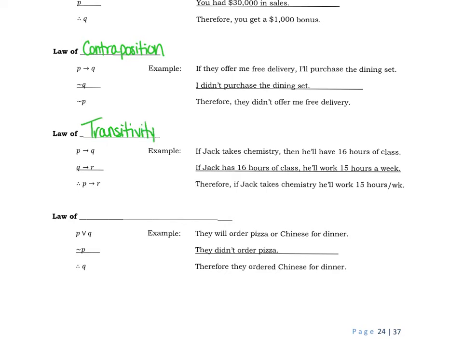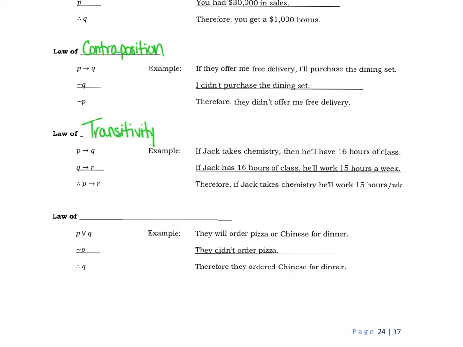All right, next one is the law of transitivity. If you've heard of the transitive property of arithmetic, that says if A equals B and B equals C, then A equals C. This is the exact same thing except for logic. If P then Q, and if Q then R, then if P then R.